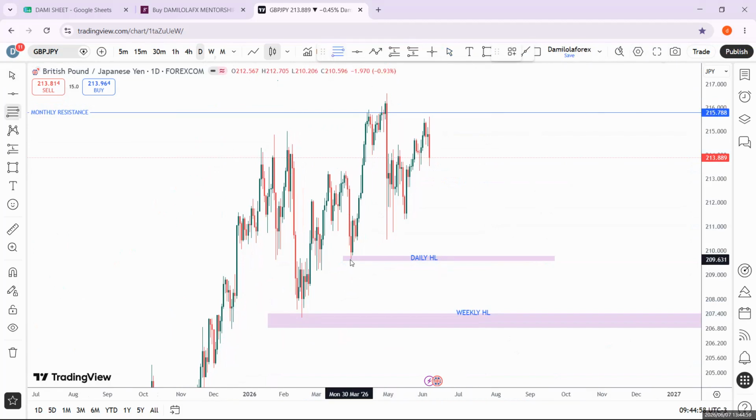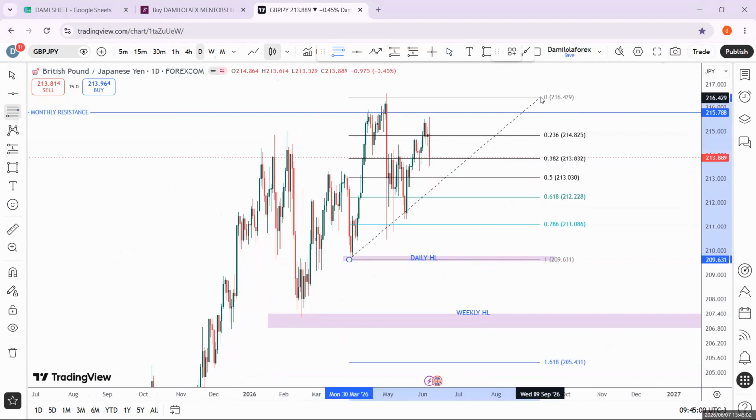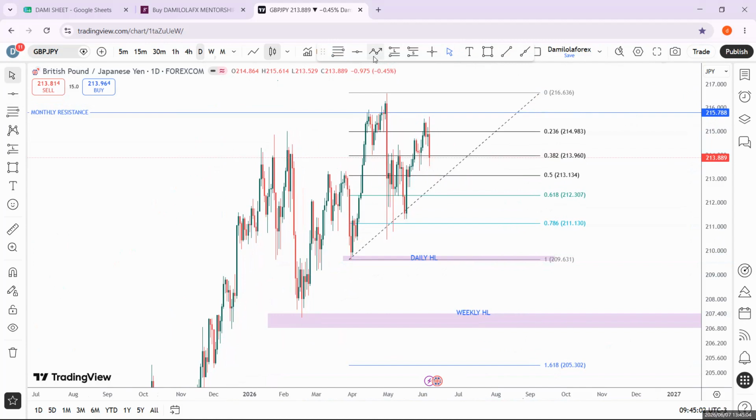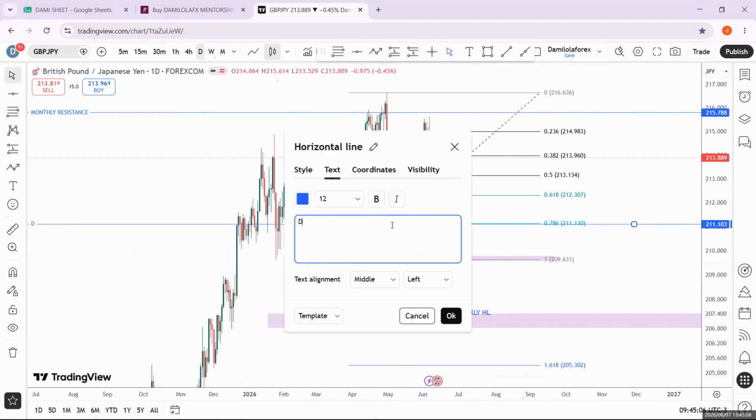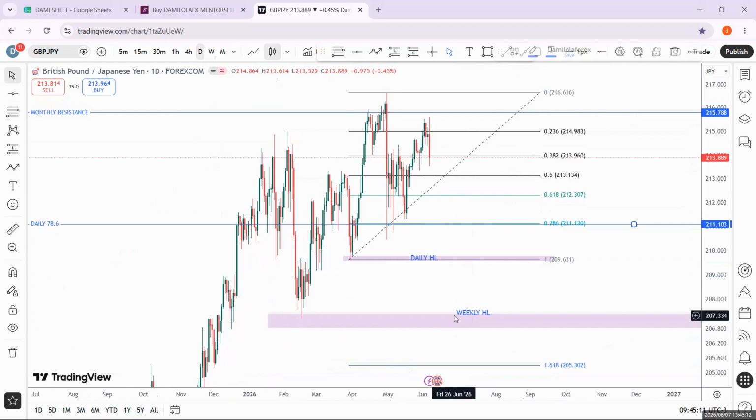So now I'll bring out my Fibonacci from the daily higher low, taking it from the low to the high. I saw that price has actually hit the daily 78.6 level. So this is the daily 78.6 level that price has hit. And I am aware that the daily 78.6 Fibonacci level ends retracements.